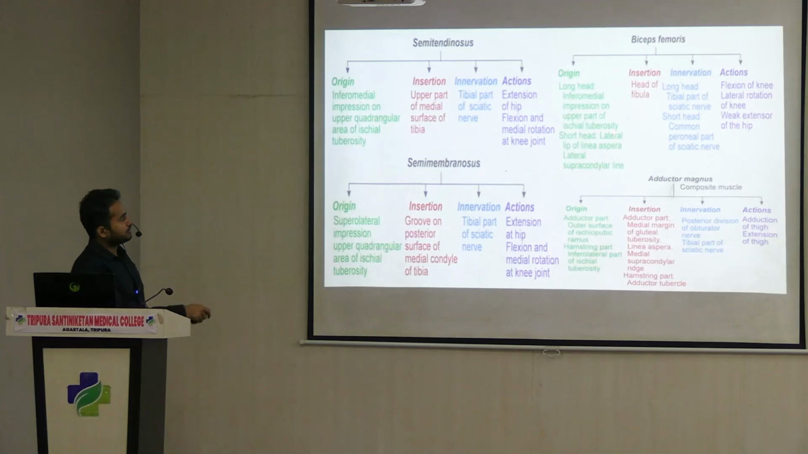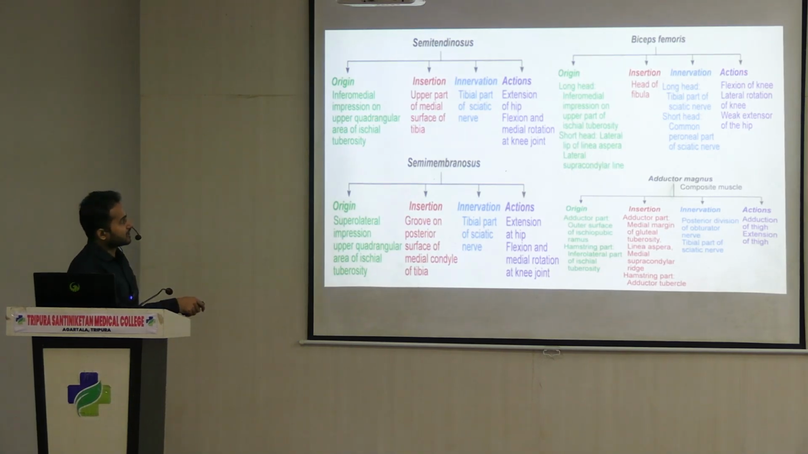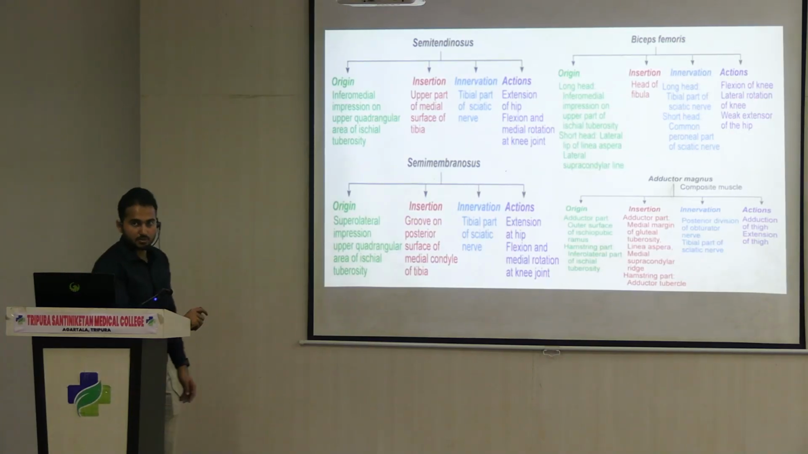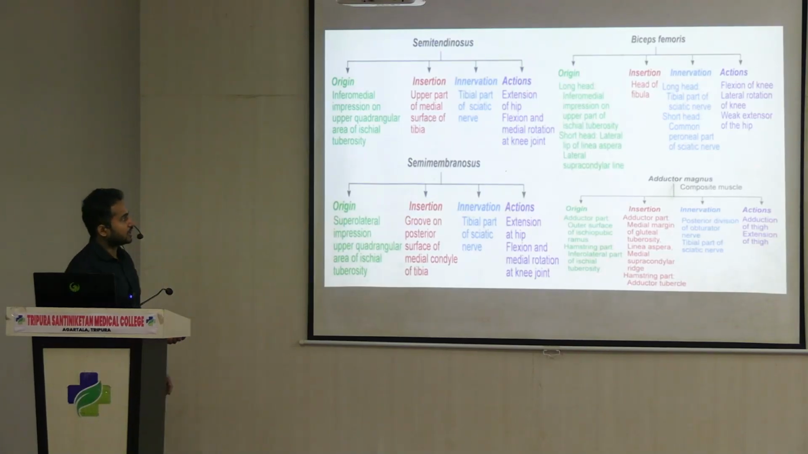Okay. Now, if you come to this particular part, that is the biceps femoris and the adductor magnus. Now, in the biceps femoris, we know that two heads are there, long head and short head. The long head is okay, which is supplied by the tibial part, but the short head is supplied by the common peroneal part of the sciatic nerve. Okay, so that is not fulfilling the criteria. One point. Next, if you see the action, flexion of the knee joint, lateral rotation, and very weak extensor of the hip. Why very weak extensor? Already I have shown you in the previous diagram.